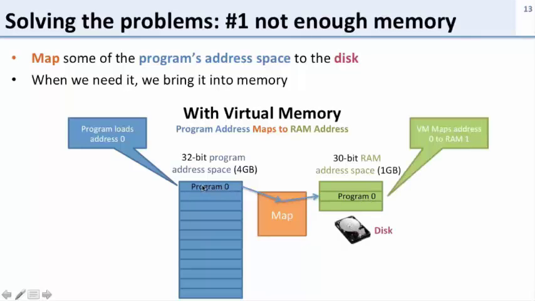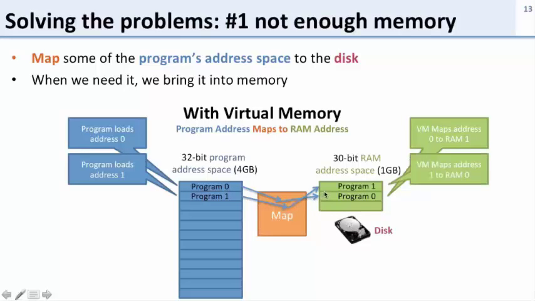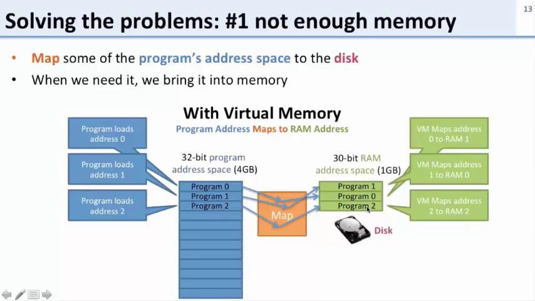So the virtual memory has mapped program address 0 to RAM address 1. Now the program wants to access address 1. Okay, so we go into the map, and the map goes over here, and it maps address 1 to RAM address 0. No problem. Go to program address 2, it maps it down here. That's fine. Now here's where it gets fun. So now we try to load program address 3, the next one here.